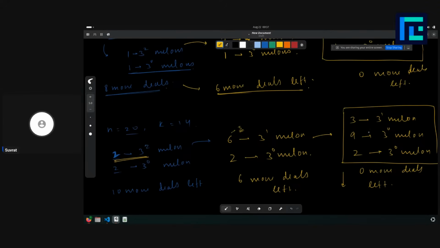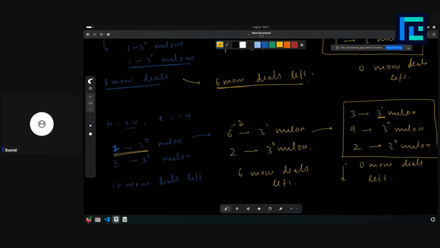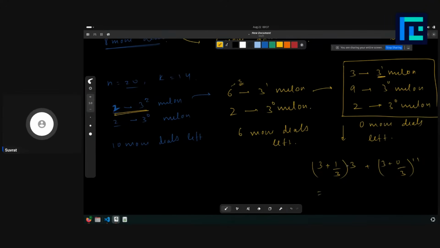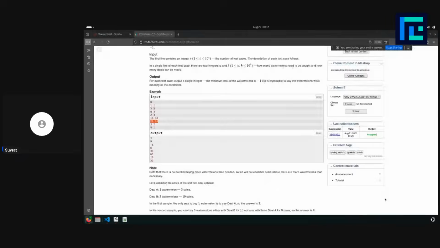the cost. It would come out to be, for 3 to the power 1, it would be 3 plus x by 3, right? So 3 plus 1 by 3 into 3 plus 3 plus 0 by 3 into 11. So this would be 9 plus 1, 10 plus 33, 43. The answer is 63.